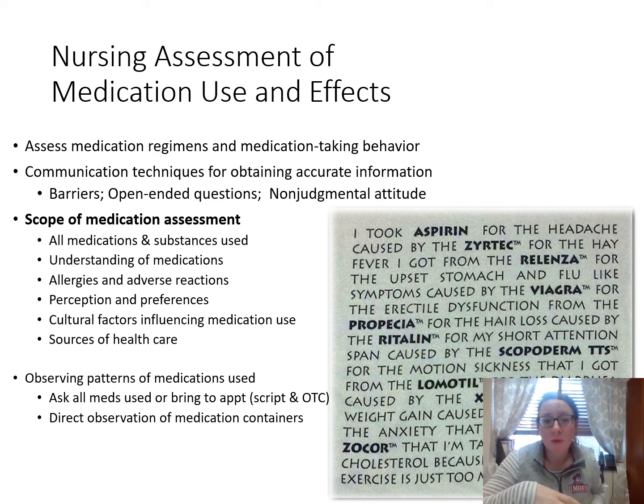So the scope of the medication assessment is listed there, as I named the goals earlier of our medication assessment. But another tool we can use besides good open communication is observing the patterns of how they use their medication. So for example, if you're in the home, you can ask them to lay out all of the medications that they take for you. You can ask them to bring their medications to a follow-up visit, and so that you can see what they have on hand.